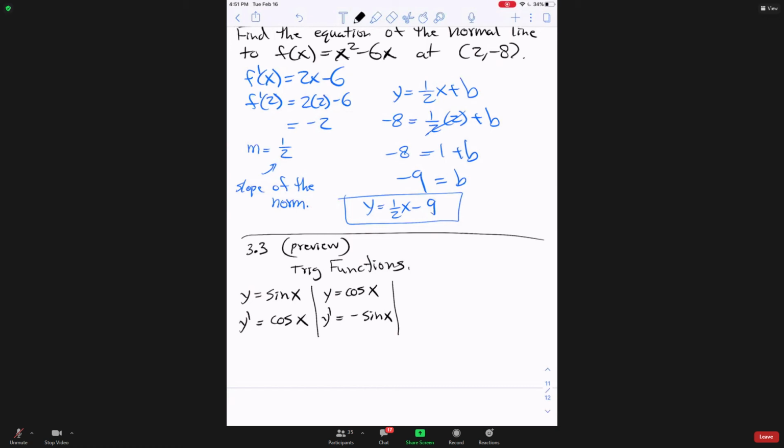Now, y equals tangent of x. What's the derivative of that? On Thursday, I'll prove to you how you can get the derivative of tangent x if you forgot it. But the answer is going to be, the derivative of tangent is going to be secant squared x.